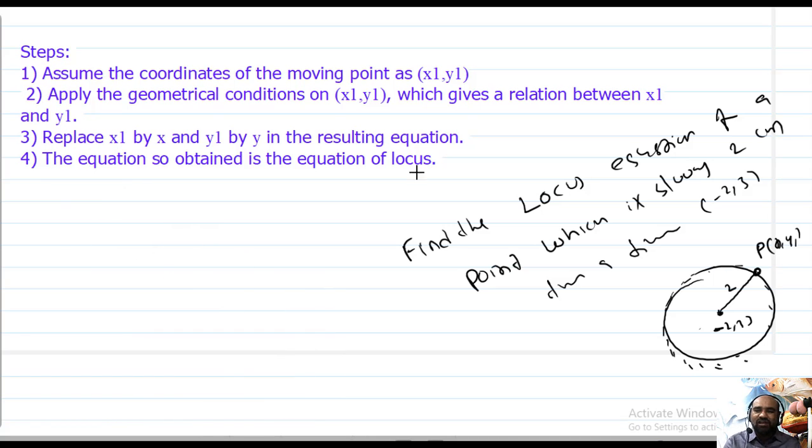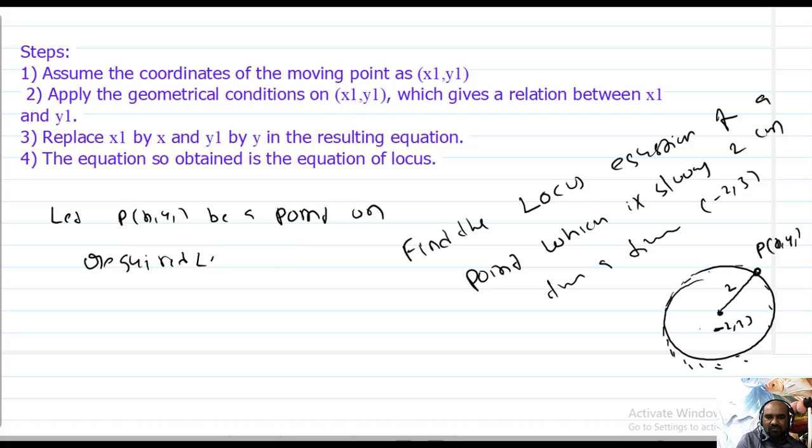So first of all, let a point (x1, y1) satisfy the given condition. First, assume that the coordinates of the moving point be (x1, y1). But how to write the step? Let P(x1, y1) be a point on the required locus. This is the first step. After that, the geometrical condition should be written. That is PA equal to 2.